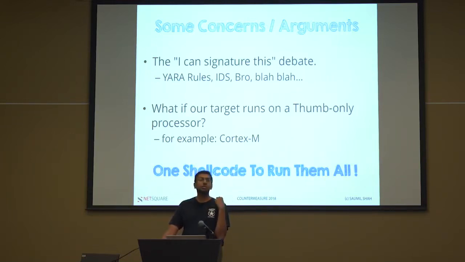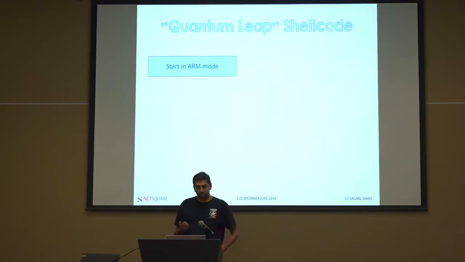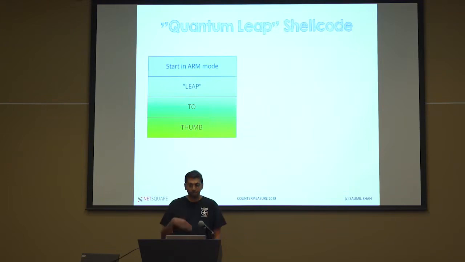If you force it to run in thumb mode, it literally passes through and keeps you in thumb mode. The instructions are basically chosen so that the same instructions do different things in ARM and thumb. So if you start in ARM mode, the instructions will leap you to thumb mode.